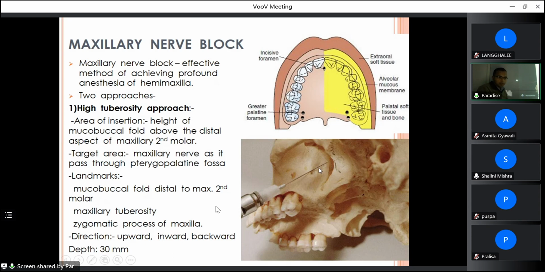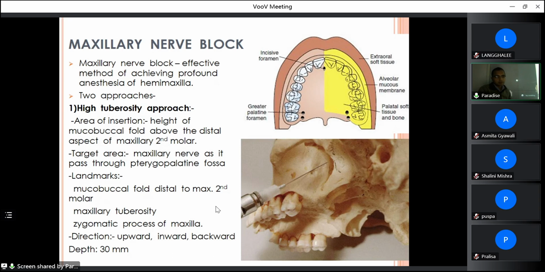Landmarks are the mucobuccal fold distal to the maxillary second molar, the maxillary tuberosity, and the zygomatic process of the maxilla. Direction is again upward, inward, and backward. It's similar to the PSA block, so the only difference is depth of penetration. In the PSA block, the depth of penetration is only 16 mm. Be careful: if you insert your needle more than 16 mm, the probability of rupturing the pterygoid venous plexus is very high, and it will lead to formation of hematoma.